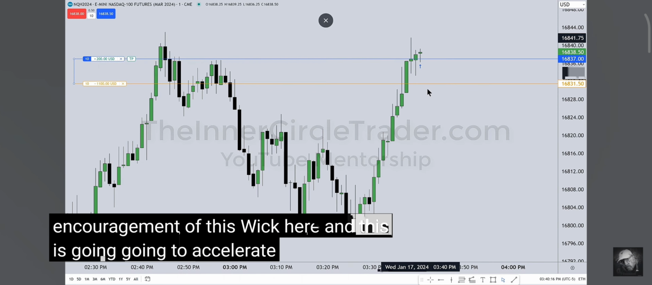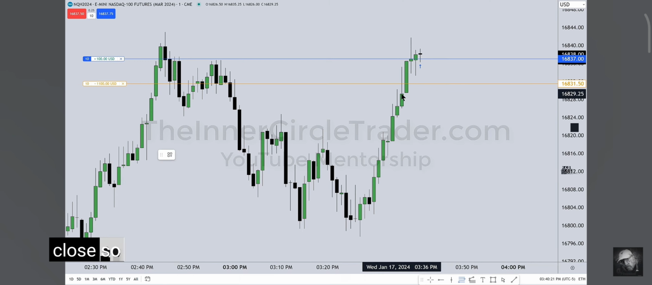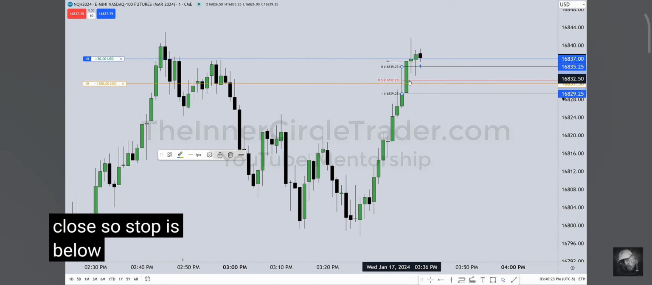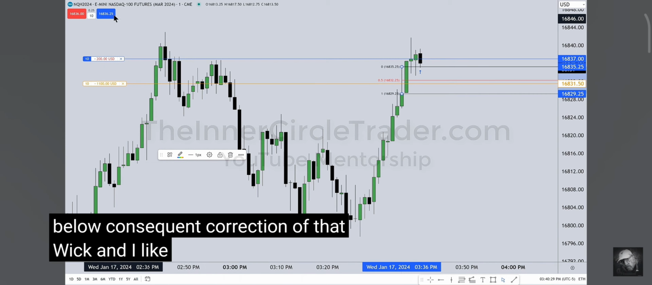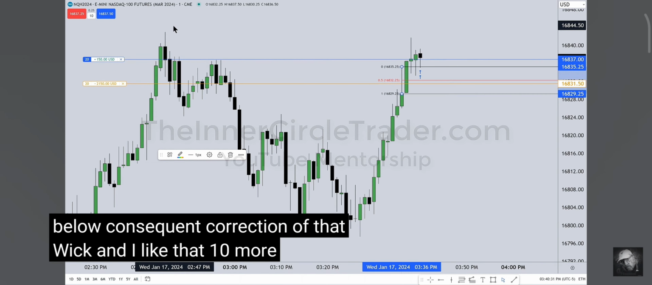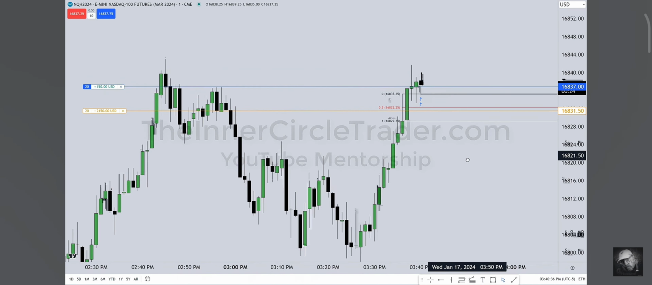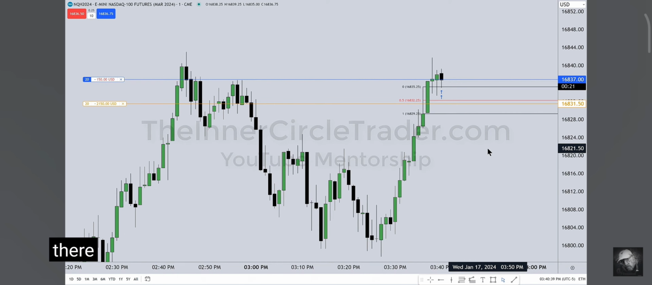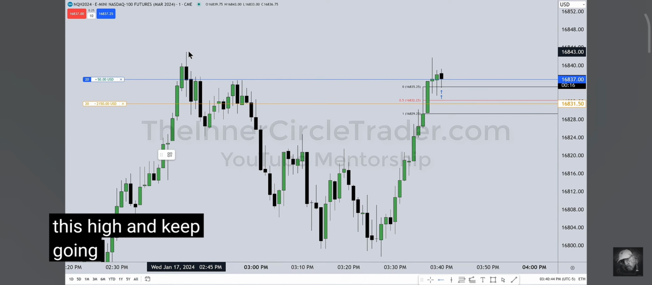Now this is going to accelerate pretty hard going into the close. So the stop is below consequent encroachment of that wick. And I like that. I'll add 10 more there. And we're going to rip through this high and keep going into the last 10 to 3 minutes of trading.